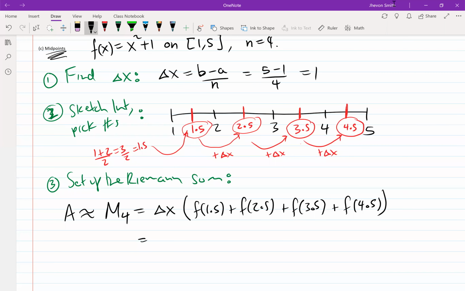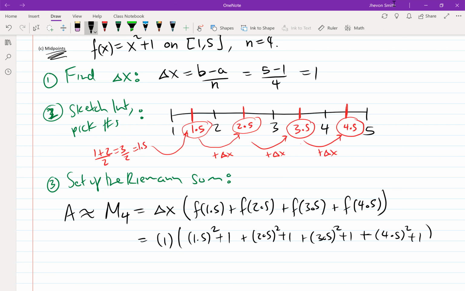Okay, so that's going to be 1 times, this will be 1.5 squared plus 1, this will be 2.5 squared plus 1, this will be 3.5 squared plus 1, this will be 4.5 squared plus 1.